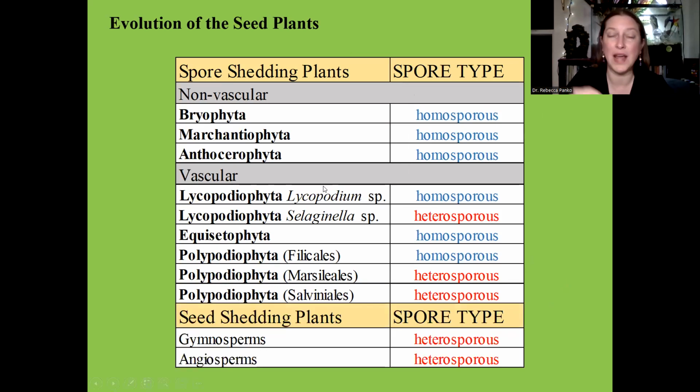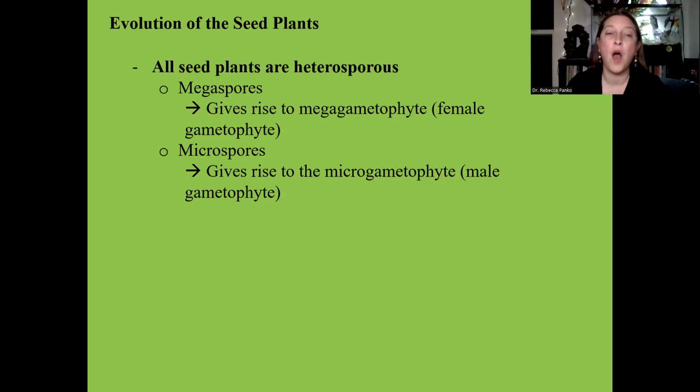And what do you know? When you get to the seed shedding plants, gymnosperms and angiosperms, they are also heterosporous. So going forward, all the rest of the plants that we're going to cover in this course, which are seed plants, are heterosporous. So no more homosporous. All the sporophytes that we cover now are going to have two types of spores and be heterosporous. They're going to make megaspores that will give rise to the female gametophyte plant. And they're going to make microspores that give rise to the male gametophyte plant.